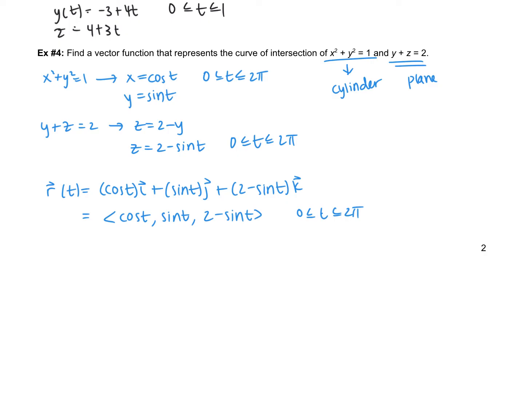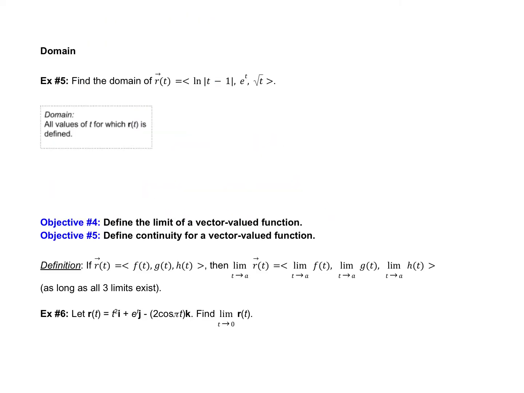Okay, we got a few last things to talk about. On the next page, we're going to talk about domain, and then we're also going to get into limits and continuity. Okay, so domain. This first example, find the domain of that vector valued function. And in the box, it tells us the domain is all values of t for which our vector valued function is defined.